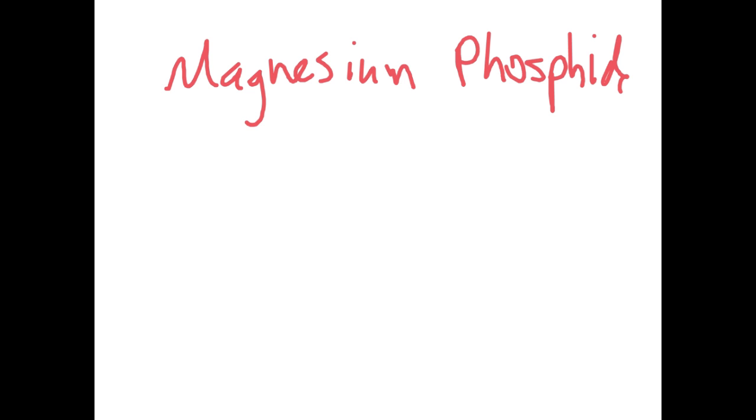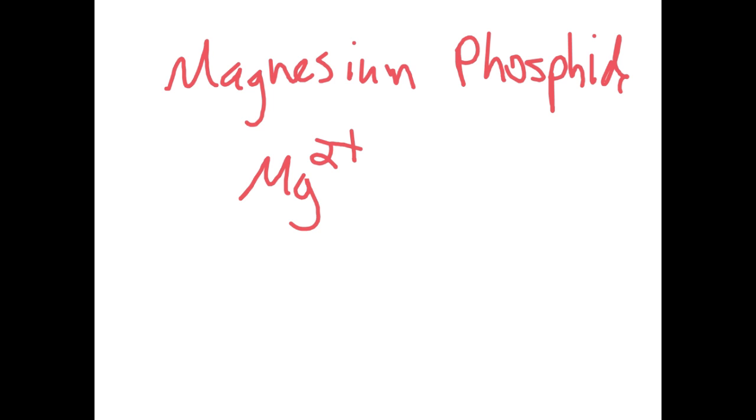Magnesium phosphide. What is its chemical formula? Let's start with identifying the valence electrons on magnesium. What kind of ion will it become? Cation. Positive 2. Thank you. Mg2+.